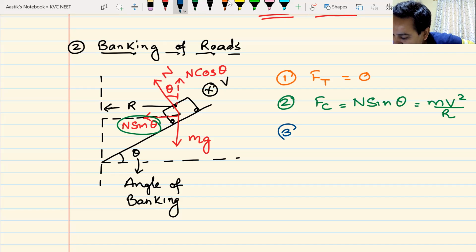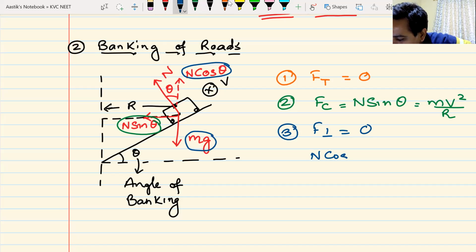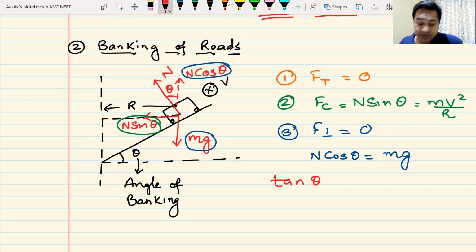That takes me to the third equation. It is always in the perpendicular direction of the circular path. And in the perpendicular direction of the circular path, I have N cos theta and I have mg. The net force F perpendicular must be 0. That implies my N cos theta should be equal to mg. N sin theta I know, N cos theta I know. I can divide the two. So I'll get the value of tan theta by equations 2 and 3. Tan theta will be equal to v squared by rg.